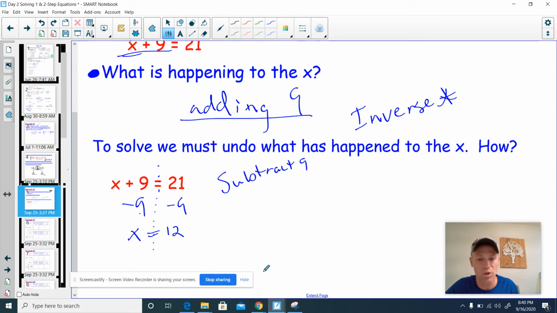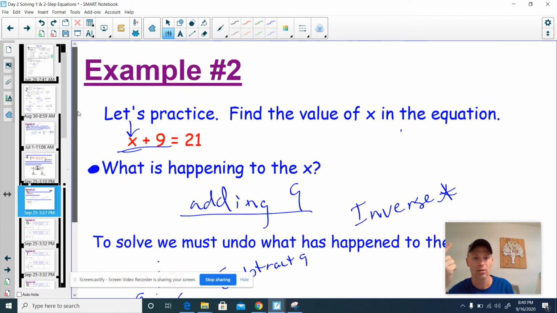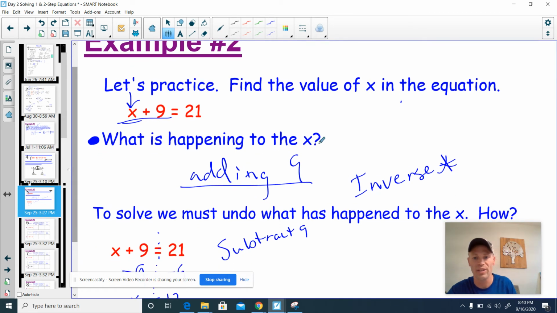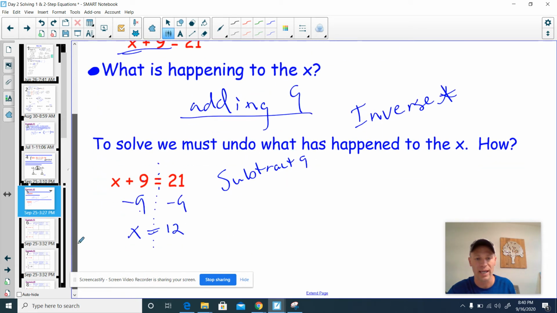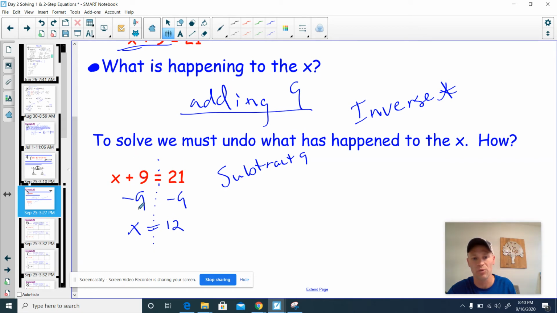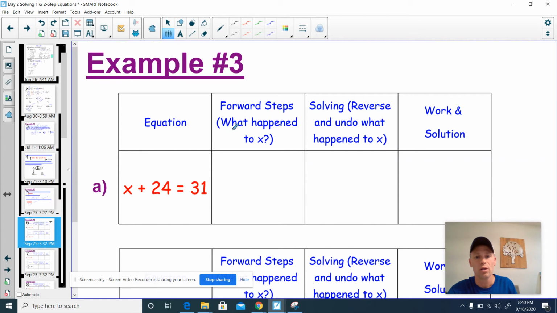All right, so 2 things, right? Always start by asking what is happening to the value of x, what is the inverse of that operation, and then complete that inverse on both sides of the equation. Okay, so equation here, first one. This is going to be the model that we use. If you look at your independent practice, and now it's obviously in your notes, this is the model we use.